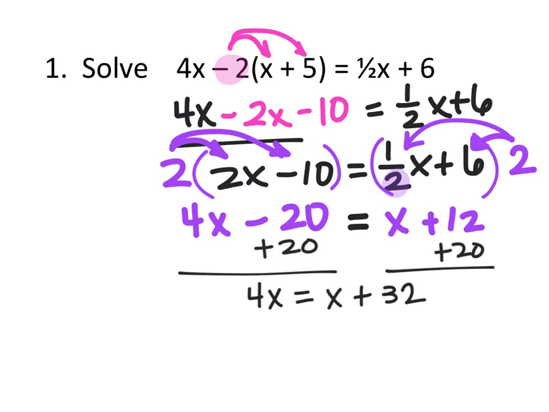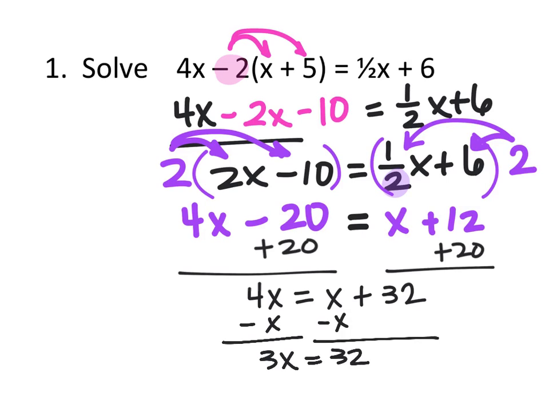And then I'm going to subtract x from both sides because I have an x over here, but I need all the variables to be on the left side of the equation. So we're going to subtract x from both sides, which will leave me 3x equals 32.